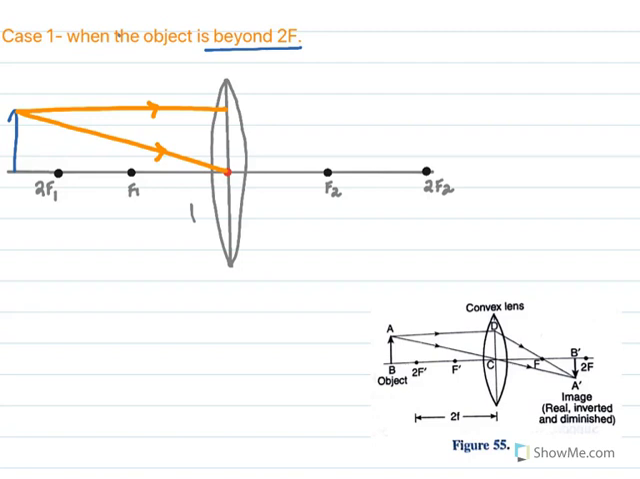Now the ray that is parallel to the principal axis, after refraction it will pass through the focus, and the one that is through the optical center will go undeviated. Now they will meet at this point. So here is the image. So this is the image now here. So if I put A, B, the image of A is from here, A dash, B dash.